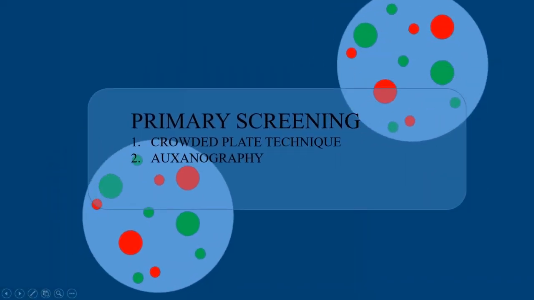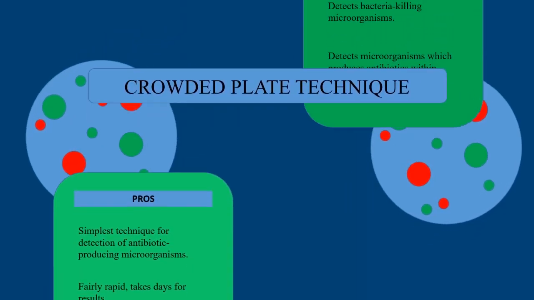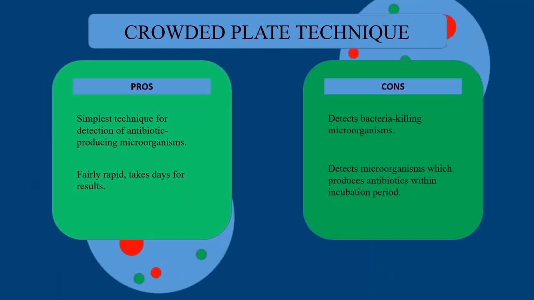There are many screening methods for industrial microbes, and in particular for primary screening, we have crowded plate technique and auxanography technique. Okay, so for crowded plate technique, there are pros and cons in using this. The advantages of using crowded plate technique is that it is the simplest technique for the detection of antibiotic producing microorganisms from soil samples, and it is also fairly rapid, in which it only takes a couple of days to produce any results.